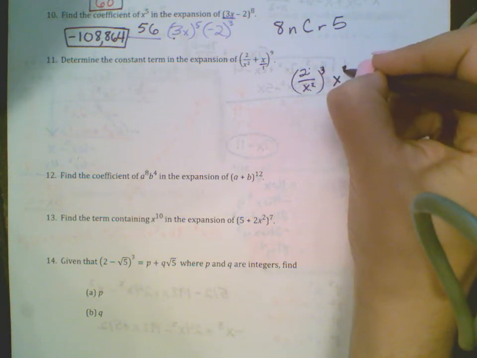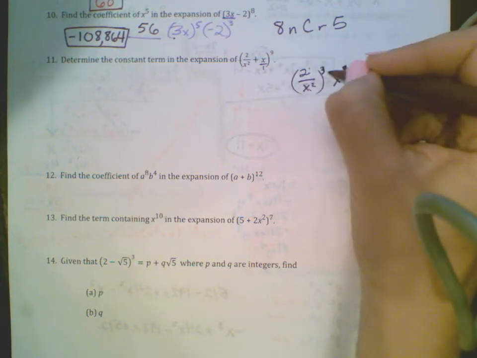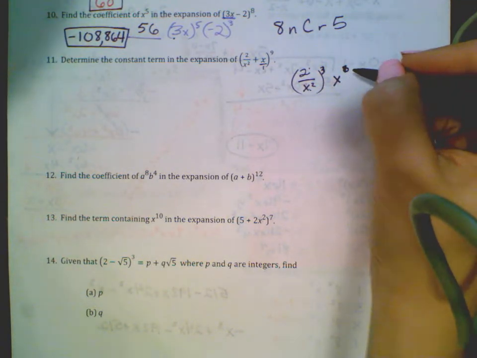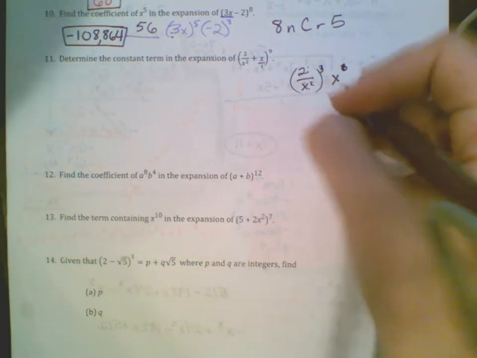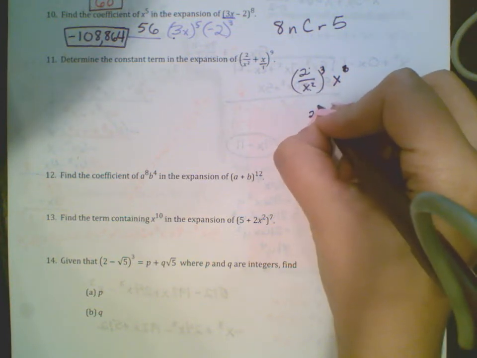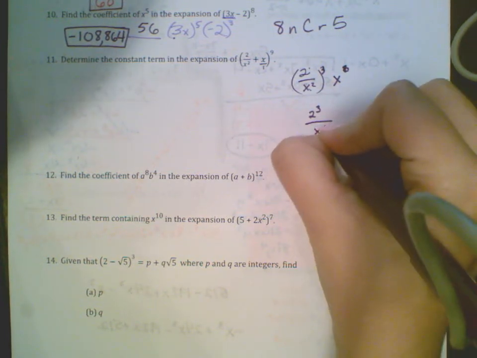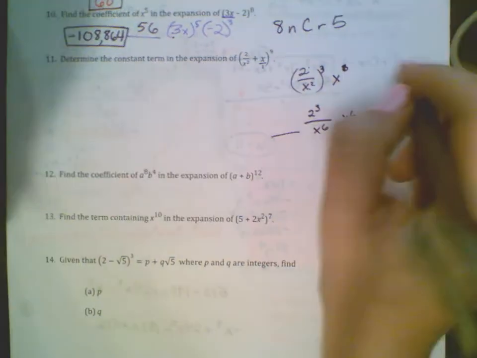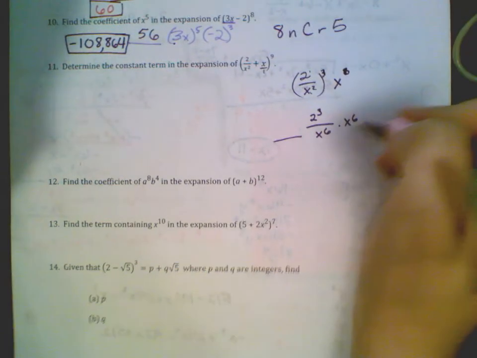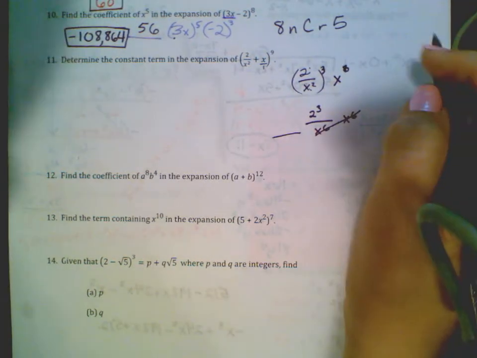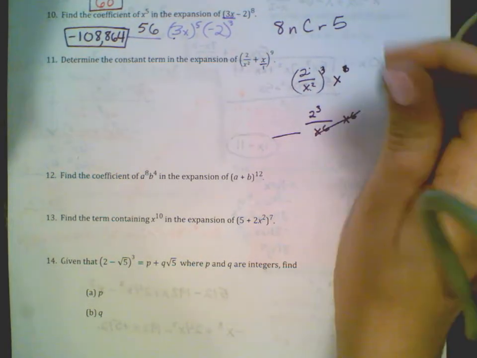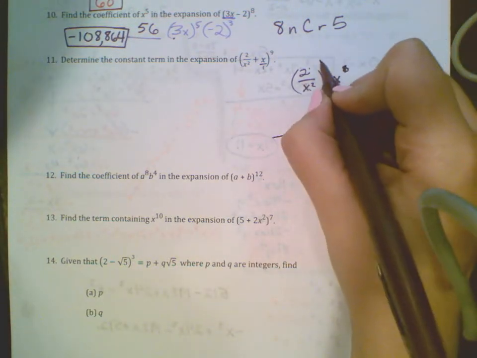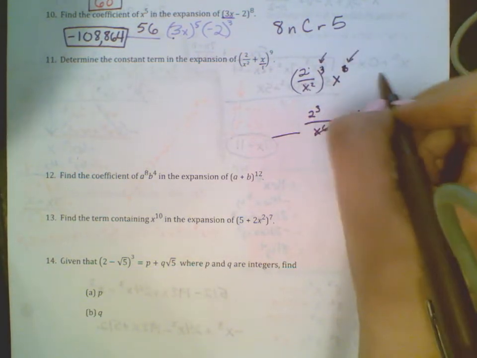Those still don't match. Now if this was a 3 instead, let me write that out, and if this was a 6 instead, that still adds to 9. 3 times 2 gives me 6, and x to the 6th. So then I'll have 2 to the 3rd over x to the 6th times x to the 6th, and we will have a leading coefficient. Because these x to the 6th match, they'll actually cancel each other out, which will give us that constant. So I know for sure that I will be using 3 and 6.